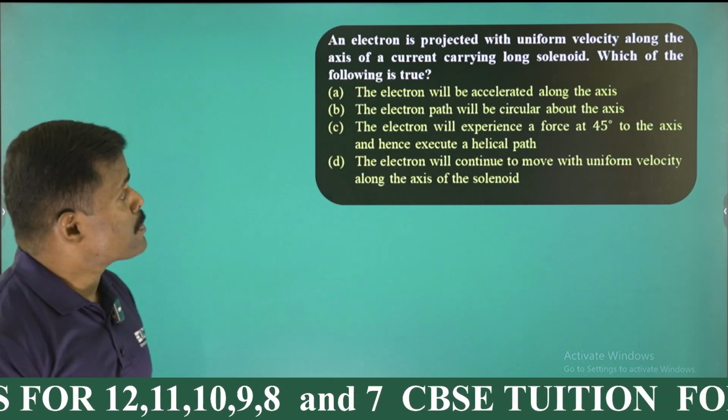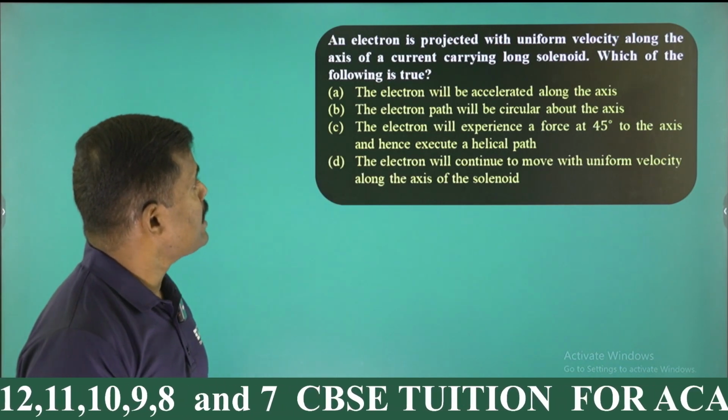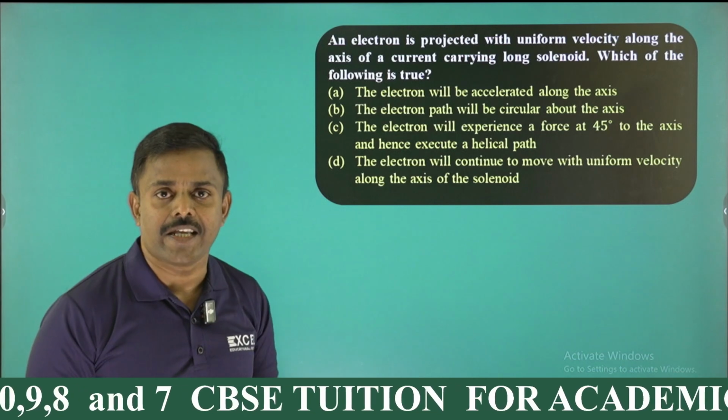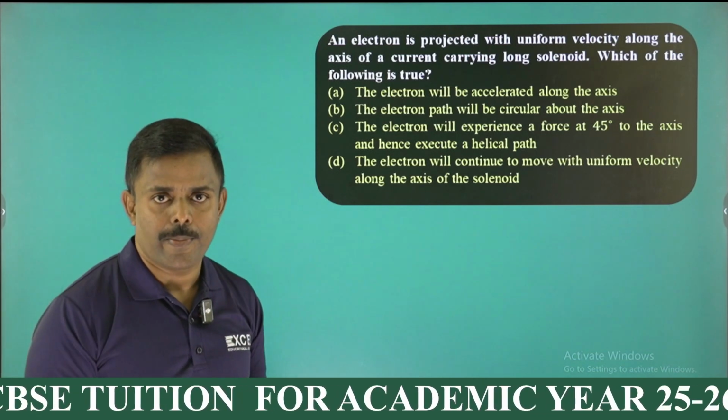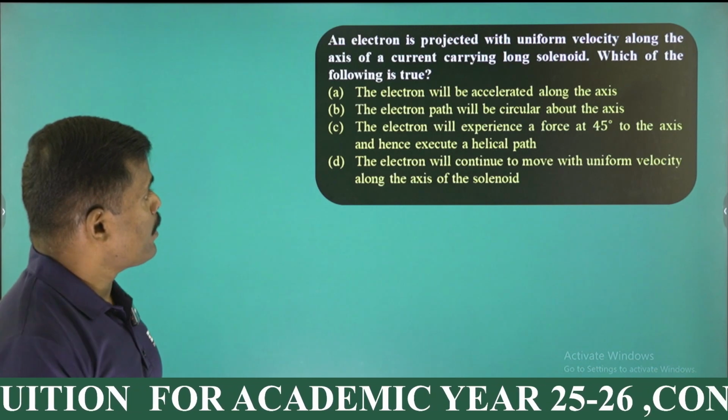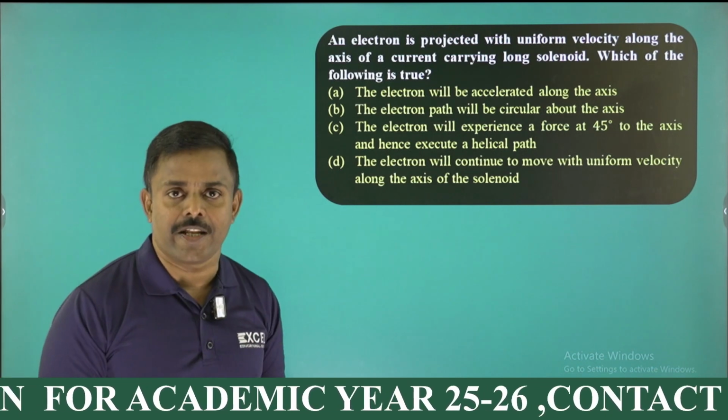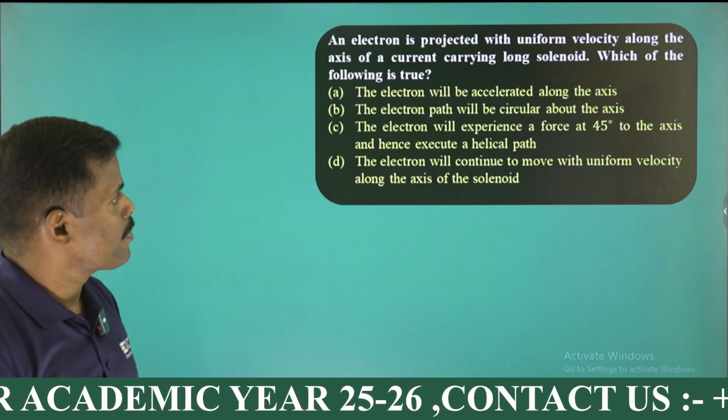An electron is projected with uniform velocity along the axis of a current carrying solenoid. Which of the following is true? Option A, the electron will be accelerated along the axis.